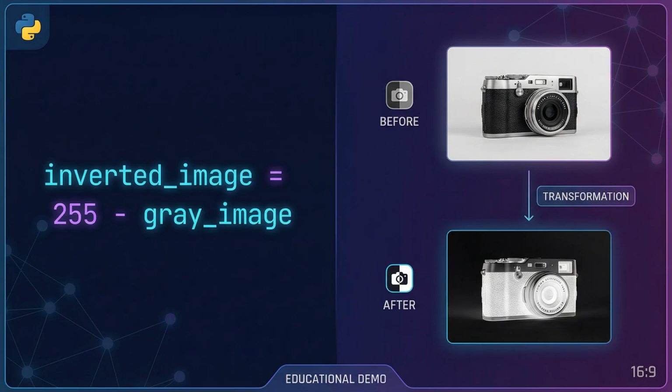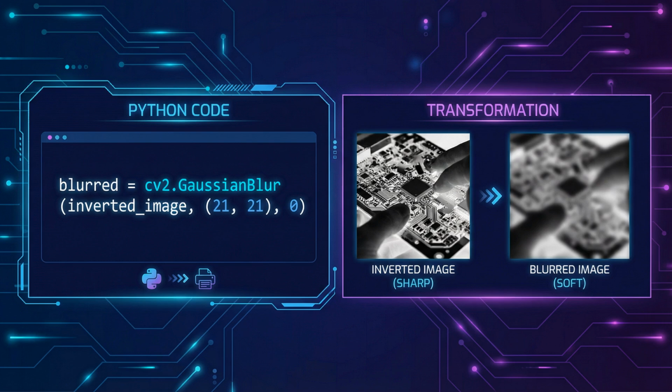With our grayscale image ready, the next step is to invert the colors. This will create a negative of the image, which is a key part of the pencil sketch effect. Now for the magic touch, the Gaussian blur. This will soften the image and create the smudged, hand-drawn look of a pencil sketch. We'll use the GaussianBlur function for this.